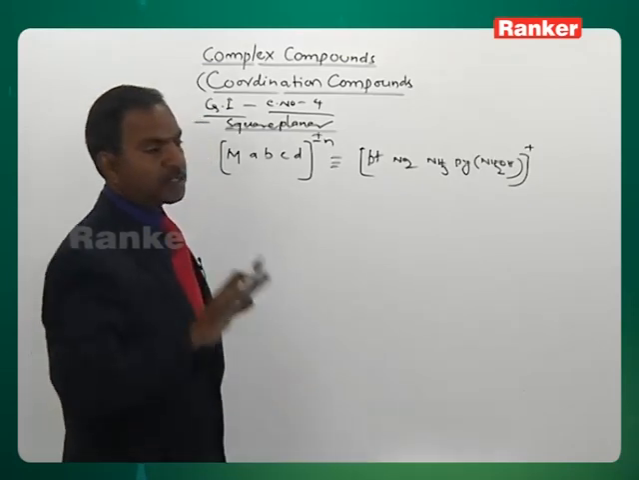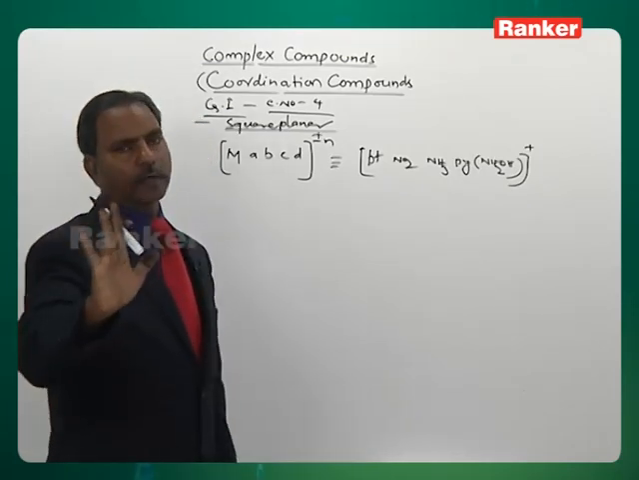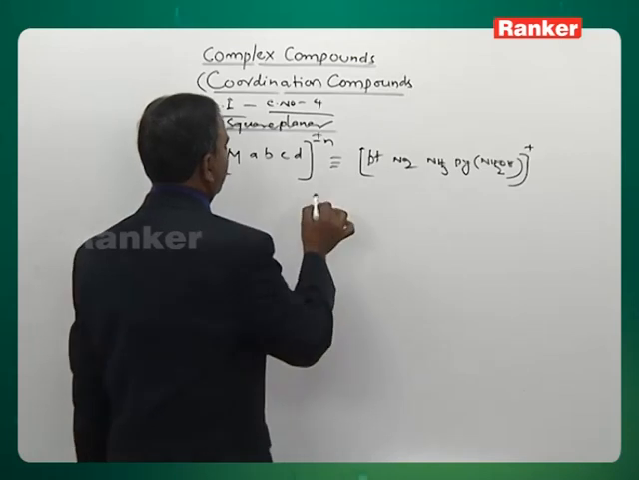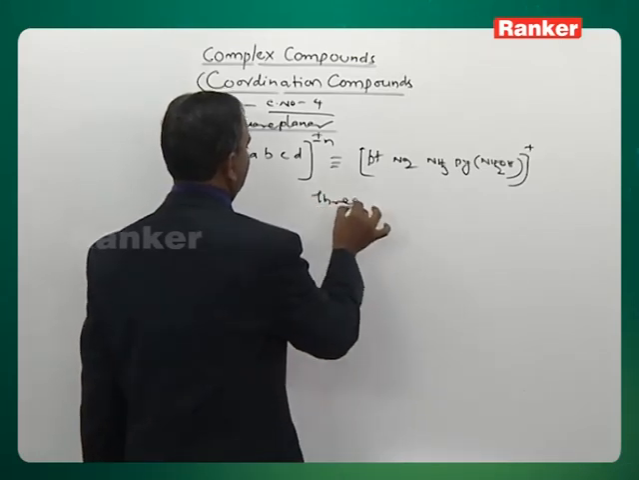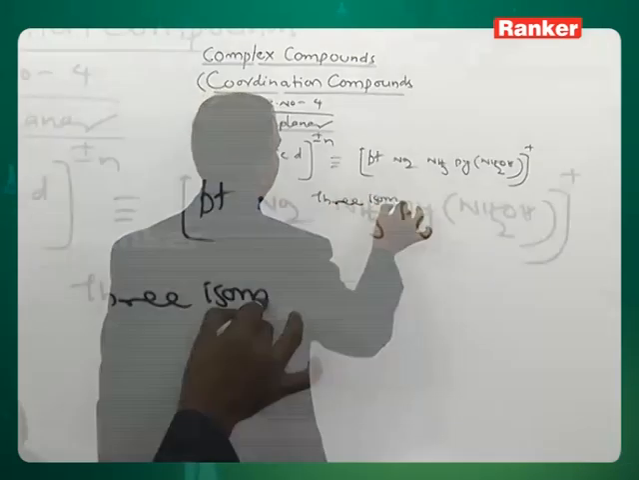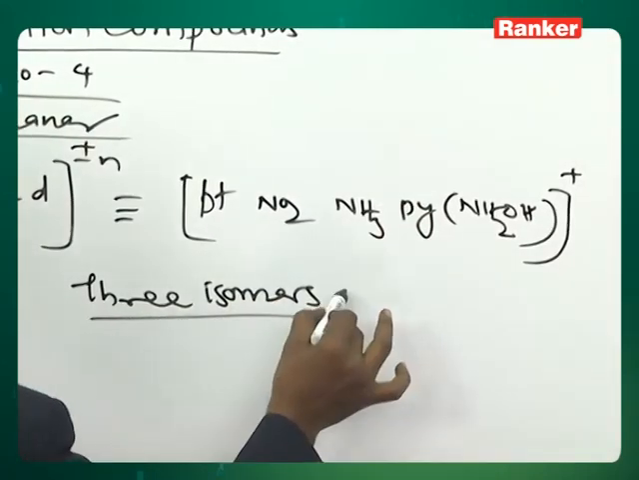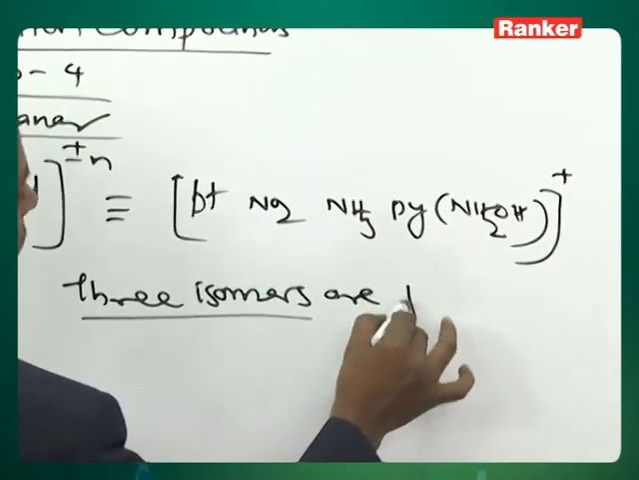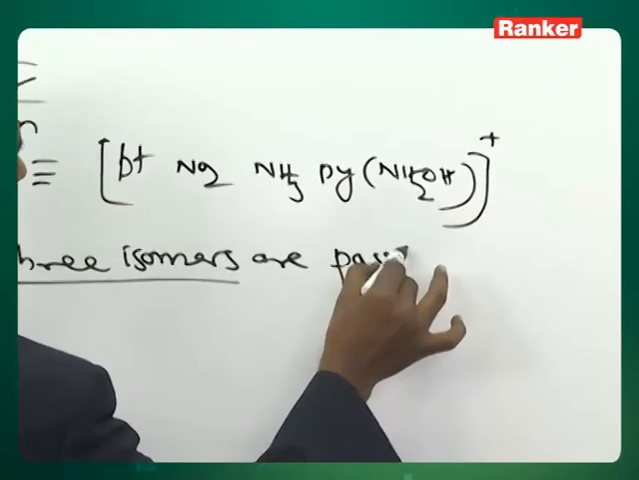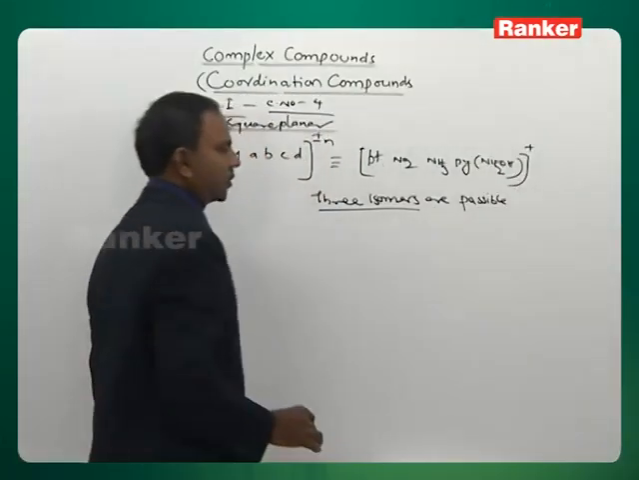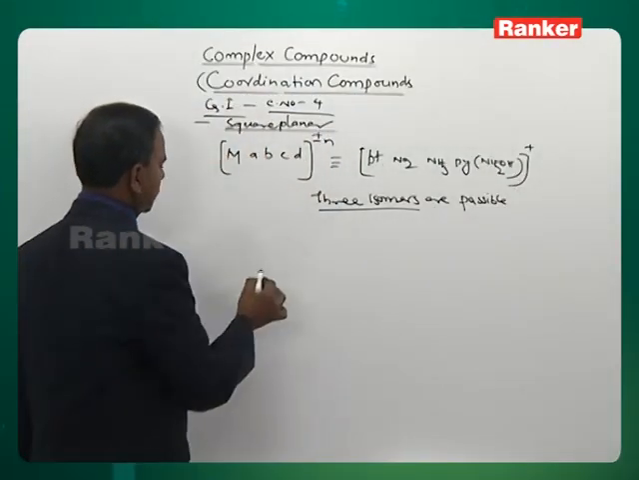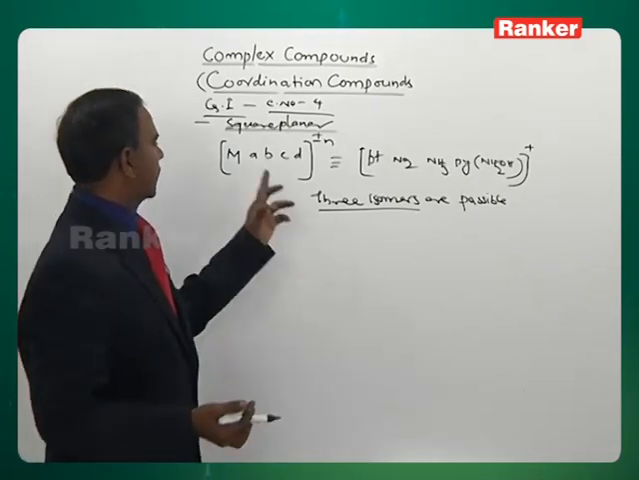But I said three isomers are possible. This is a very, very important model. Remember, three isomers are possible. Now, how are three isomers possible?